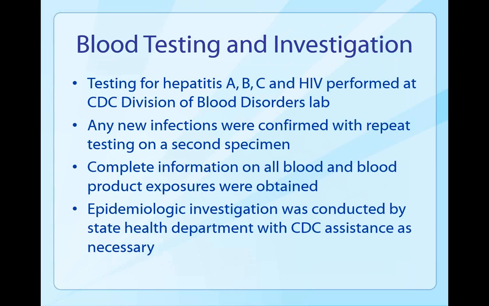So the testing that was performed here at CDC was for the hepatitis viruses and HIV, performed centrally at our lab, and any new infections that were confirmed with a repeat test on a second specimen were then followed up in an investigation. So complete information on all blood and blood product exposures were obtained, and an epidemiologic investigation was conducted by the State Health Department with the CDC assistance as necessary. And the purpose of this investigation was to make sure that the new infection was not obtained through the use of a blood product or a blood treatment product.